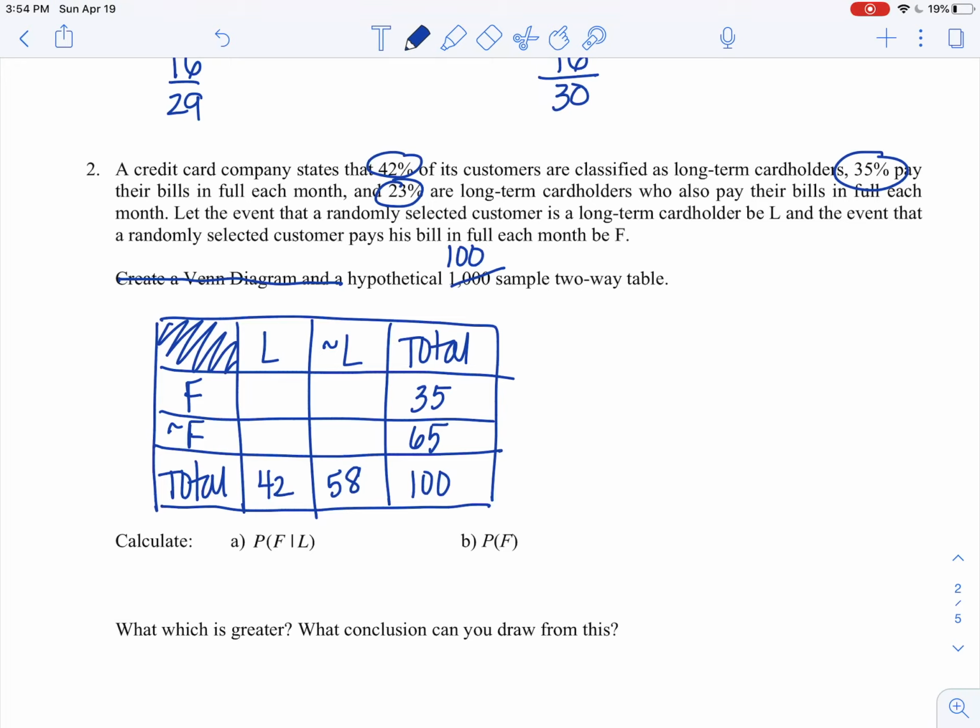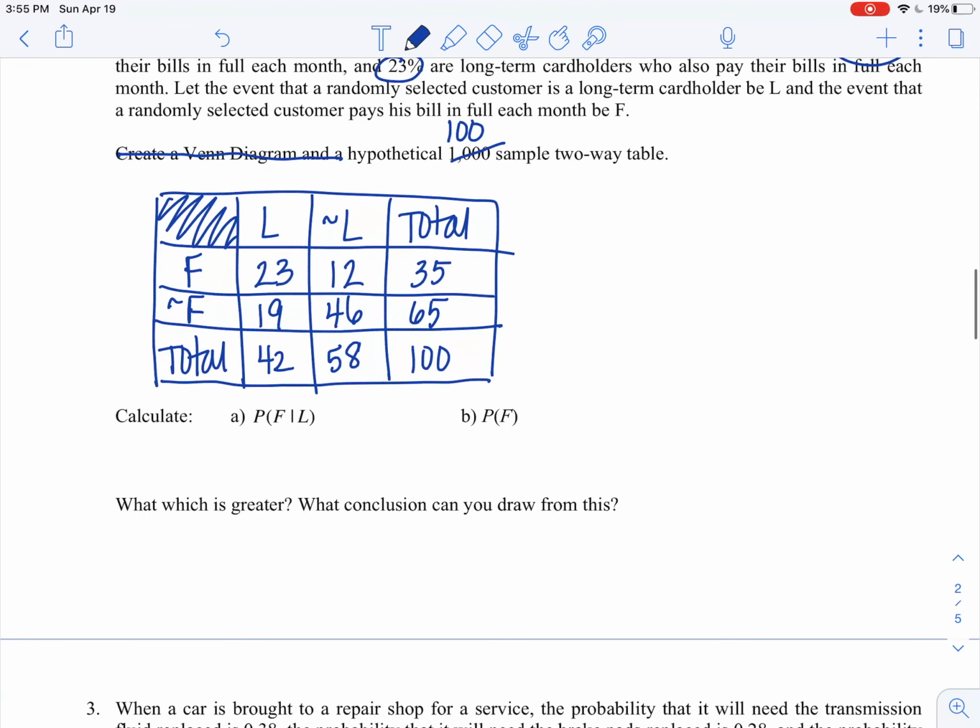23 are long-term cardholders who also pay their bill in full every month. So 23 satisfy both L and F. So now I'm just going to go through and add, subtract, whatever, to fill in the rest of the information that's left in this particular situation. If I do 42 minus 23, that would be 19. And if I do 65 minus 19, that would be 46. And then finally 12. And now I've filled in all of this information. Again, that's probably the hardest part, making the two-way table. Now we get to draw more conclusions and do some calculations from this.